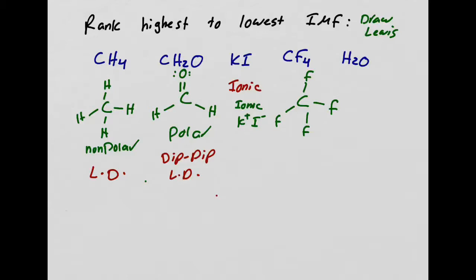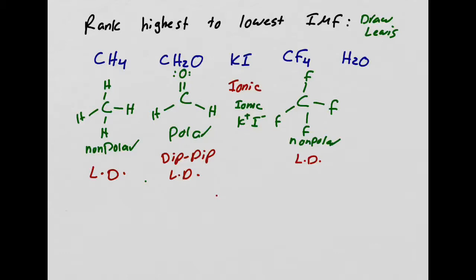Now, if it's covalent, the question is, is it polar or is it nonpolar? This is tetrahedral. This is a nonpolar geometry. So this is London dispersion only, because it's covalent, it has two nonmetals together, but is also non-polar. That makes it have only London dispersion.